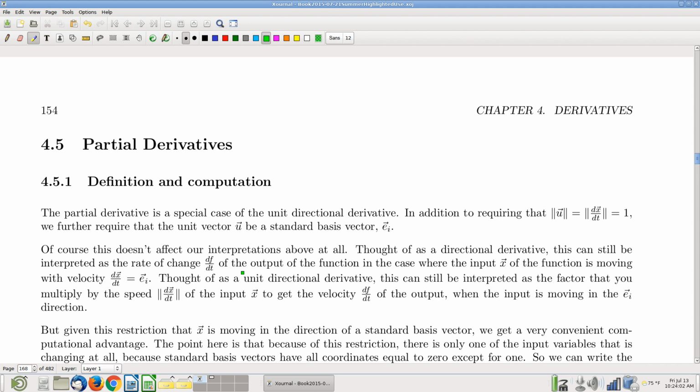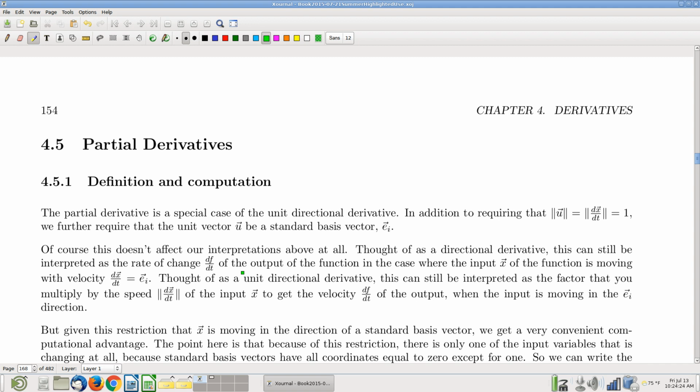And with that stipulation, we get an extra interpretation, right? Unit directional derivatives are slopes of graphs. Unit directional derivatives are rate of change with respect to distance. The extra requirement on the input velocity gives us extra interpretations. By the way, it's a general fact in math.